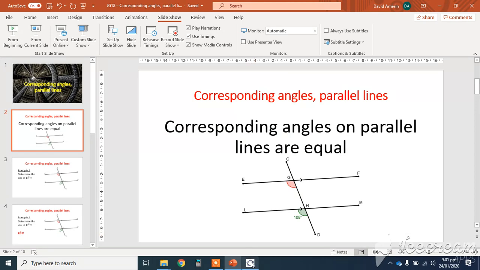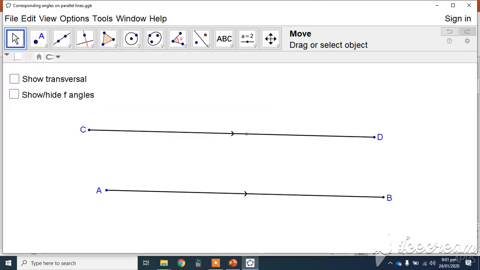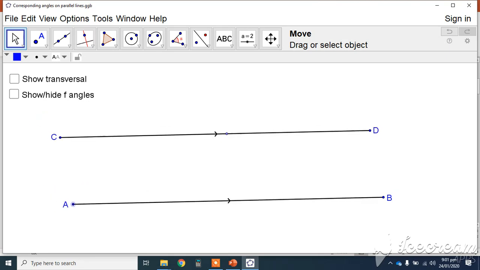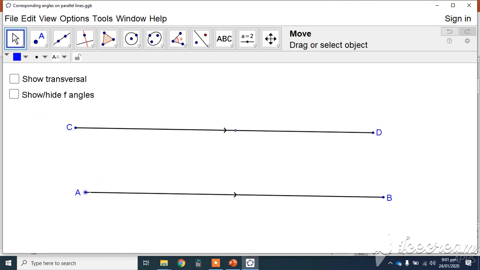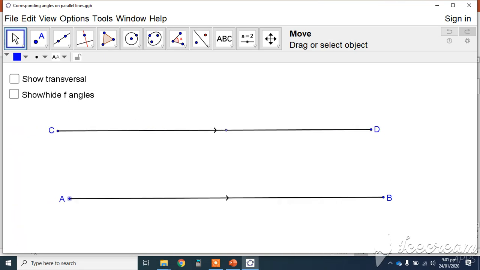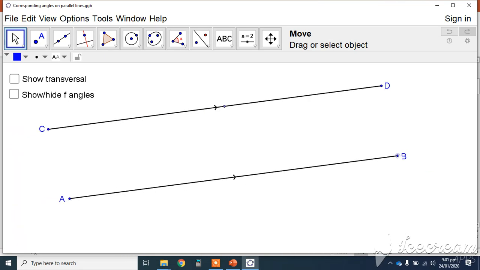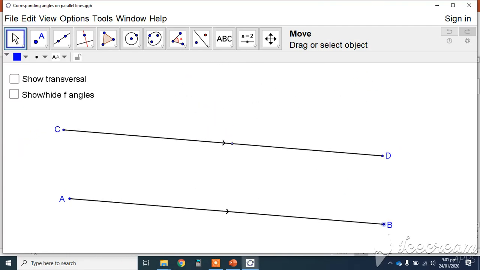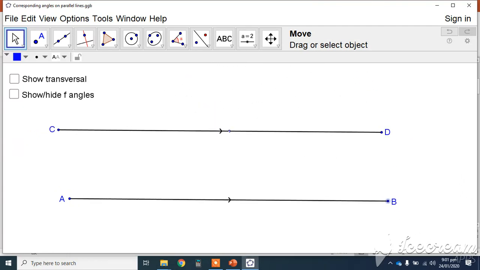So let's pull out of here and get into our GeoGebra program and start chatting about it. So we've got some parallel lines here, and they mean, we put arrows on them. Parallel means that they will stay the same distance apart no matter what I try and do with them, right? I can muck around and try and do stuff, but they're going to stay the same distance apart, right? So now I'm going to chuck in my transversal.